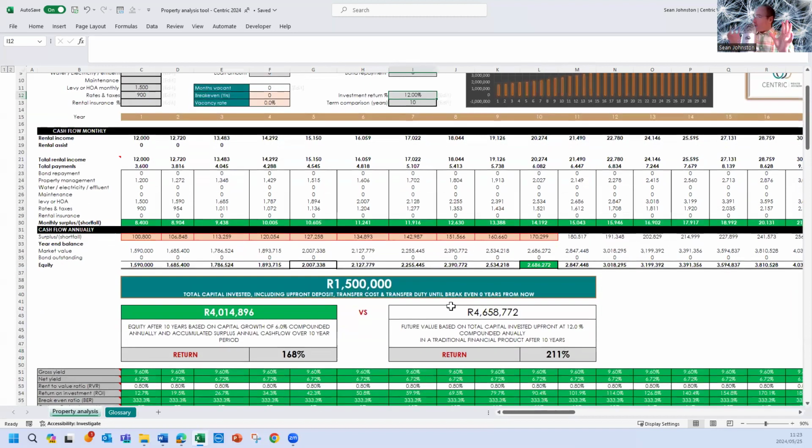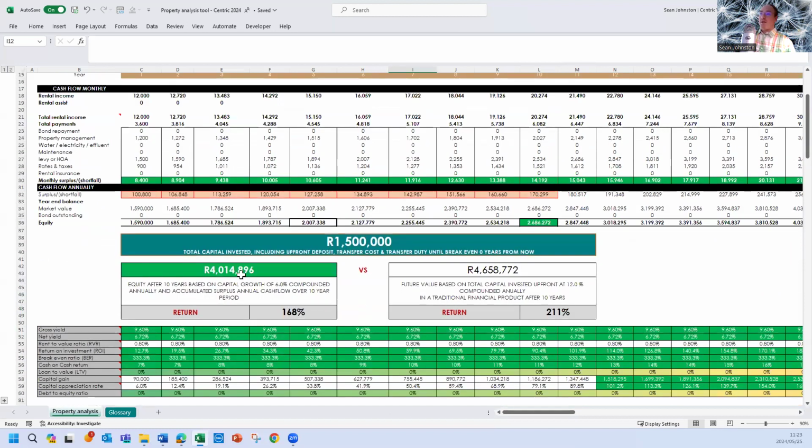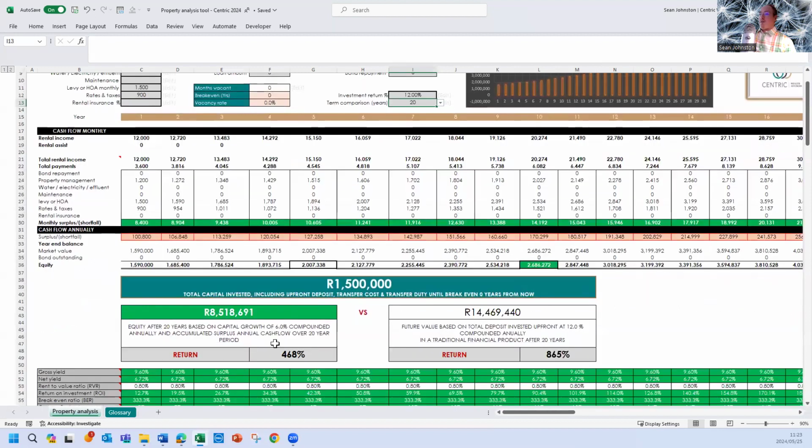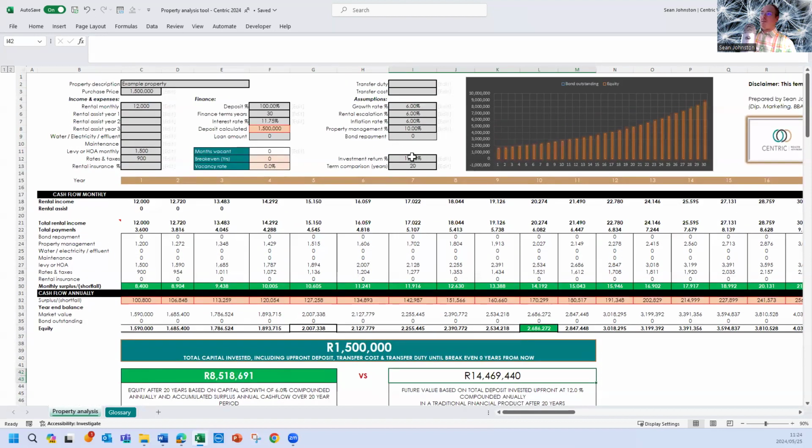So again, there's a few things you need to look at, which is why I've included both. Firstly, to compare your investment versus traditional investments over here. This is for 10 years. This is for 20 years. So it's now 8.5 versus 14.469. Obviously, 12% is quite high.